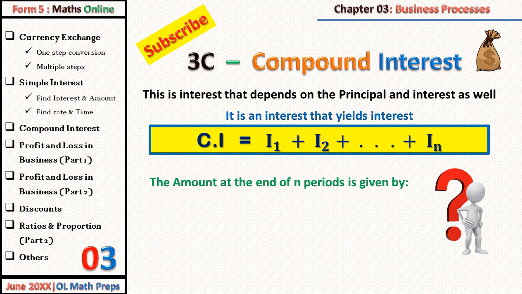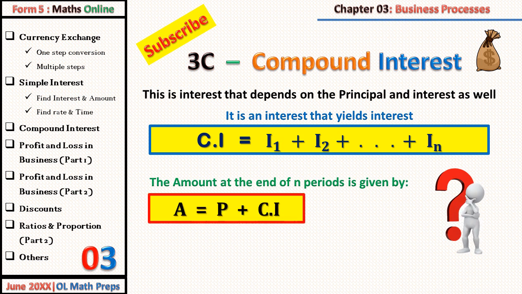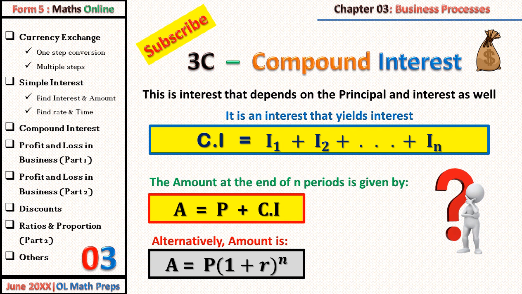The amount at the end of the n periods is given by amount equals principal, or the capital or the investment, plus the compound interest. Alternatively, this formula can be used to obtain the amount, especially when we have a longer period. Amount equals principal bracket open 1 plus the rate, all that to the power n.